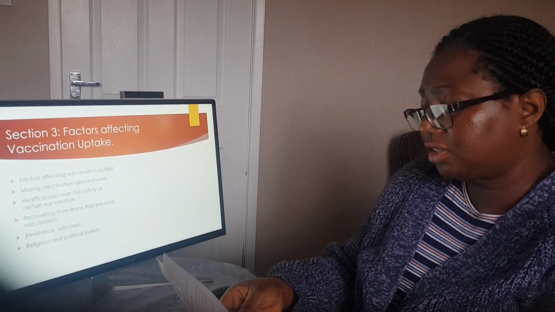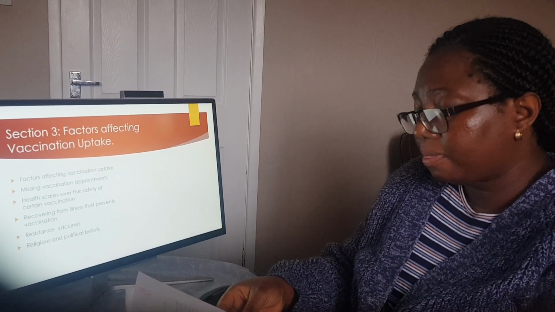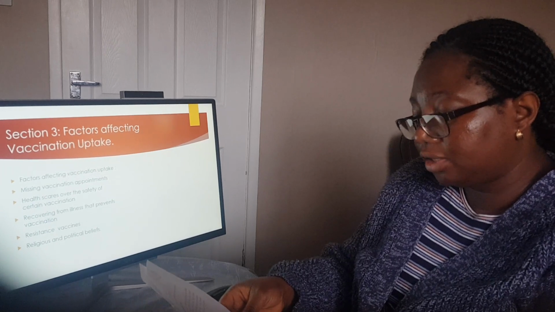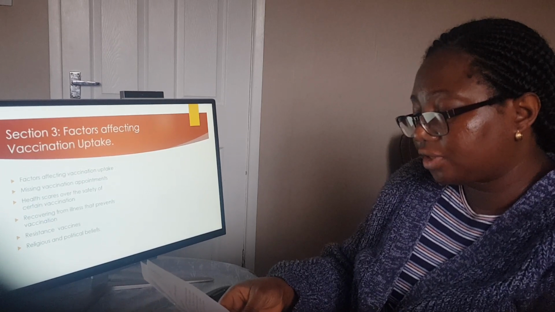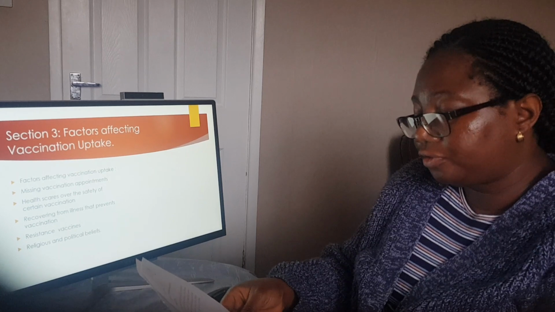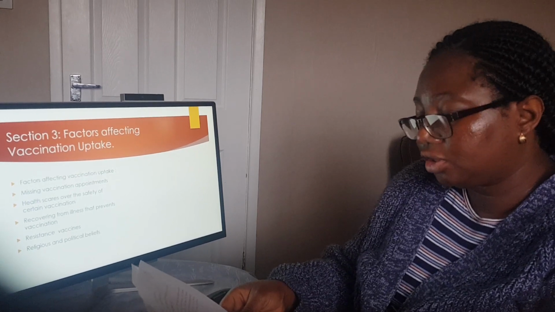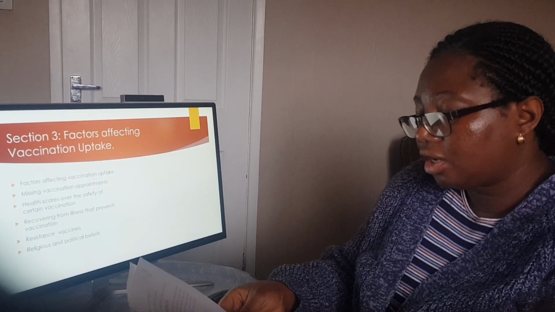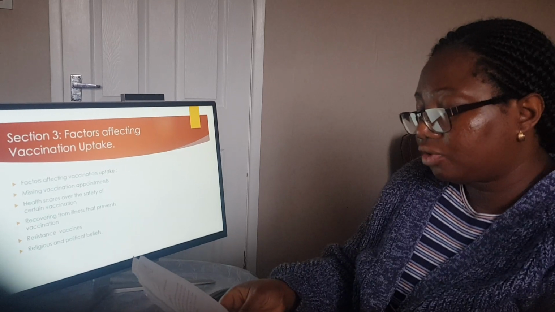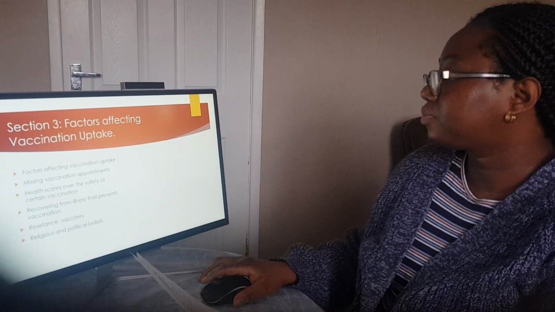And factors affecting vaccination uptake are missing vaccination appointments, health scares over the safety of certain vaccinations, recovering from illness that prevents vaccination, resistance to vaccination, and political and religious beliefs.